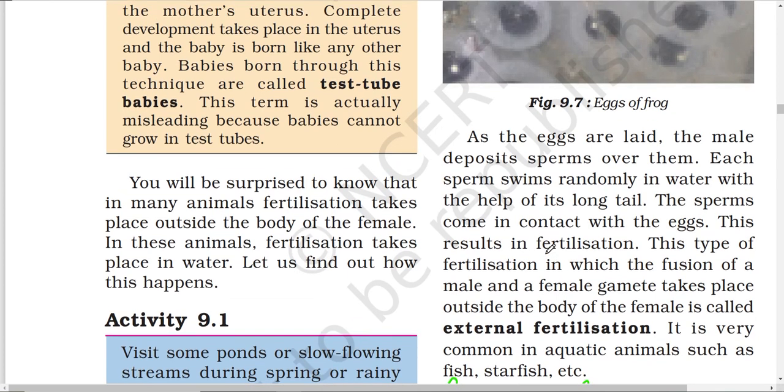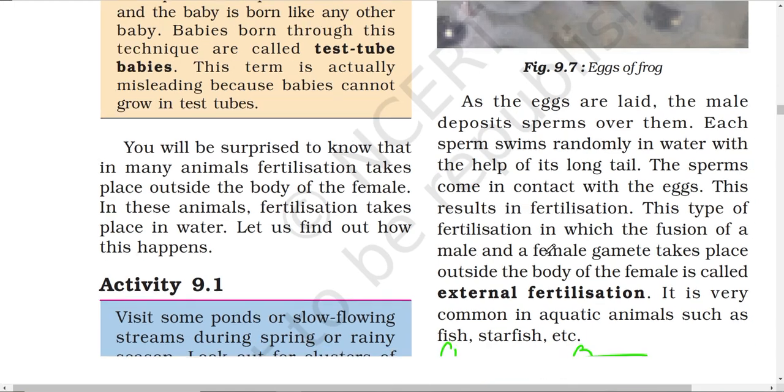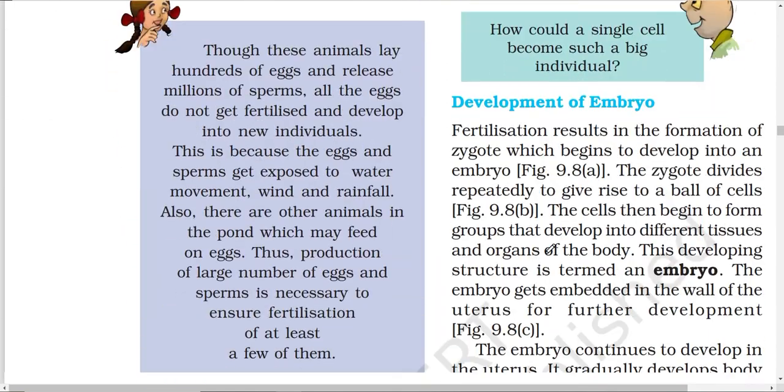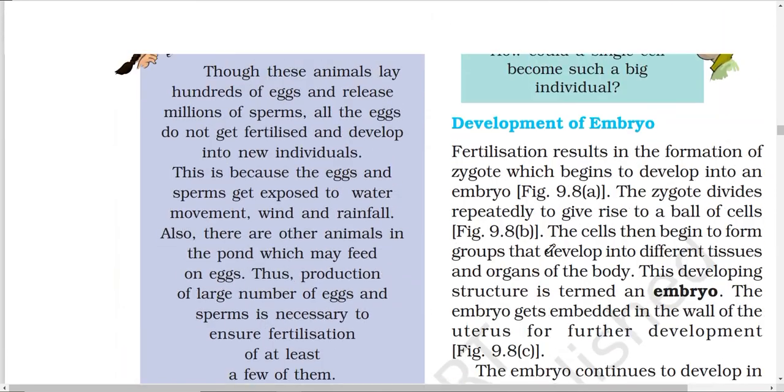So the fertilization that occurs outside the body of the female is known as external fertilization. For example, fish, starfish, etc. Now, let us see over here.